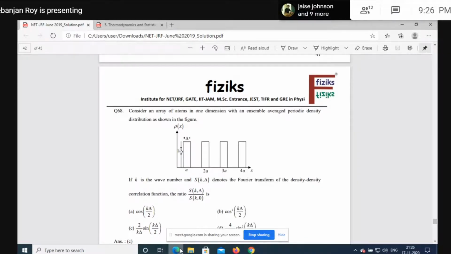Consider an array of atoms. Is that the question? 68. Yes, sir. Consider an array of atoms in one dimension with an ensemble average periodic density distribution as shown here. K is the wave number. Elements of Fourier transform of the density correlation mention the ratio of S(K) and delta.